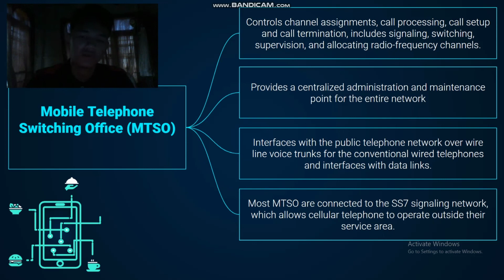It also interfaces with the public telephone network over wireline voice trunks for the conventional wire telephone and interfaces with data links. Most MTSOs are connected to the SS7 signaling network, which allows cellular telephones to operate outside their service area.